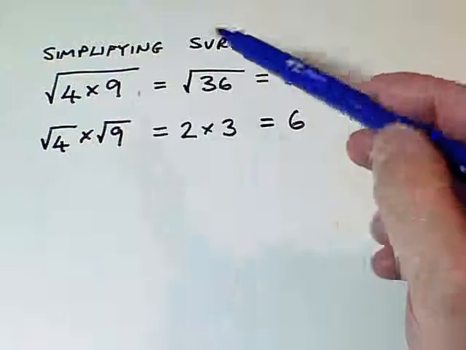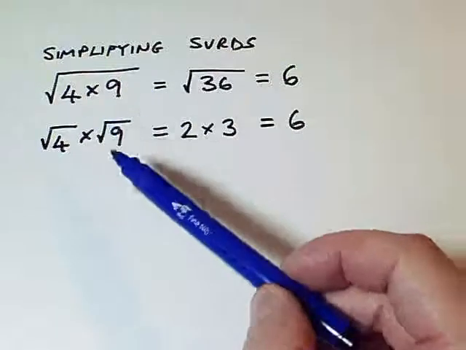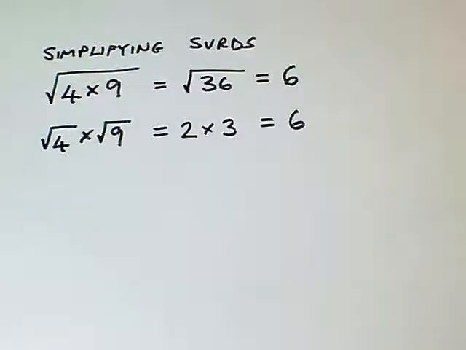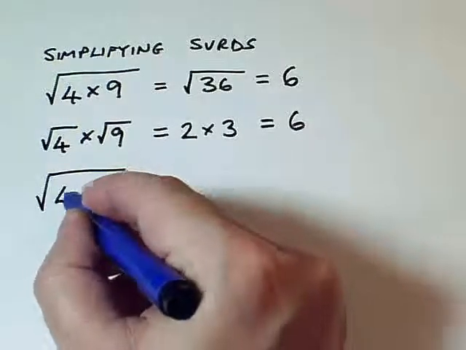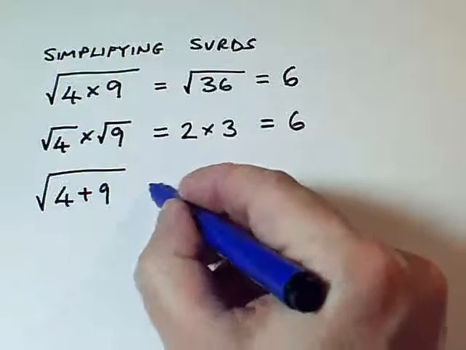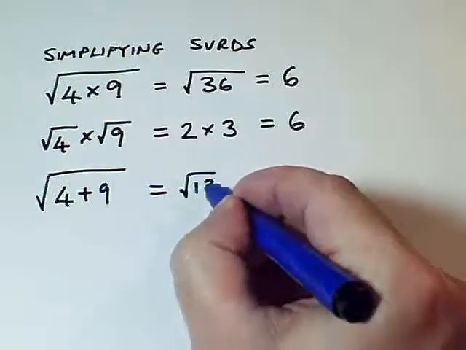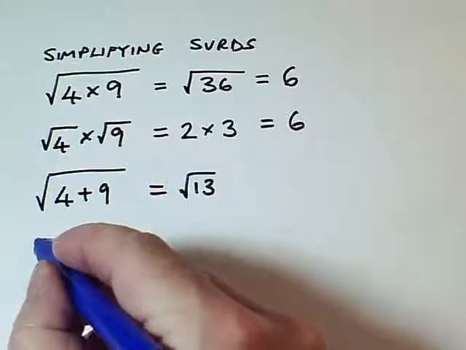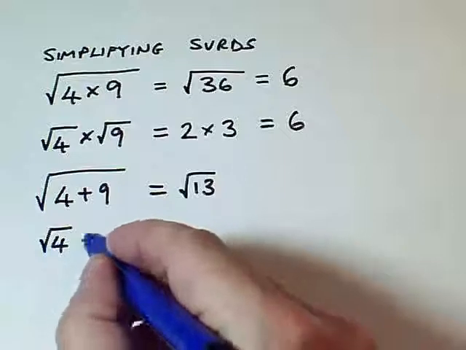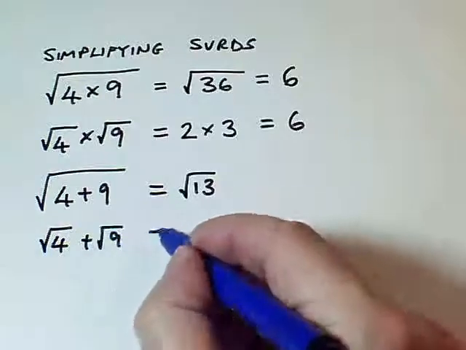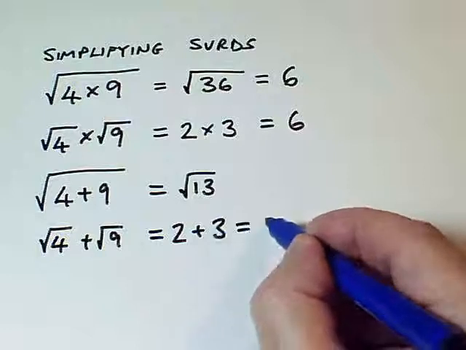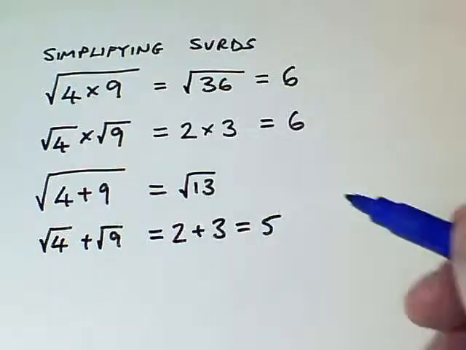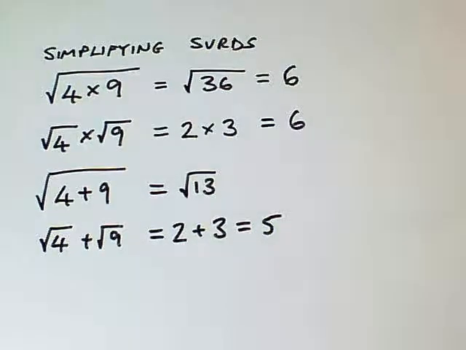And I might start thinking that this will work for any two numbers, but I mustn't jump to conclusions. Just because things look like they might work, we mustn't assume they do. And indeed, if I did this with addition, if I did 4 plus 9 inside the square root, then I'd get the square root of 13. And that certainly isn't the same answer as I would get from the square root of 4 plus the square root of 9, because that would be, square root of 4 is 2 again, square root of 9 is still 3, and 2 plus 3 is 5. And 5 is certainly not the same thing as the square root of 13.